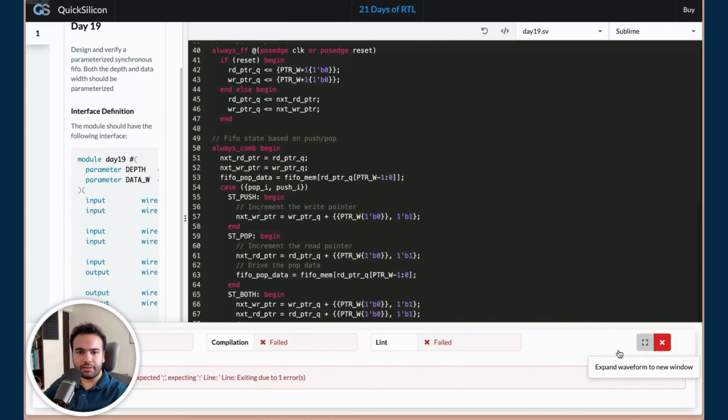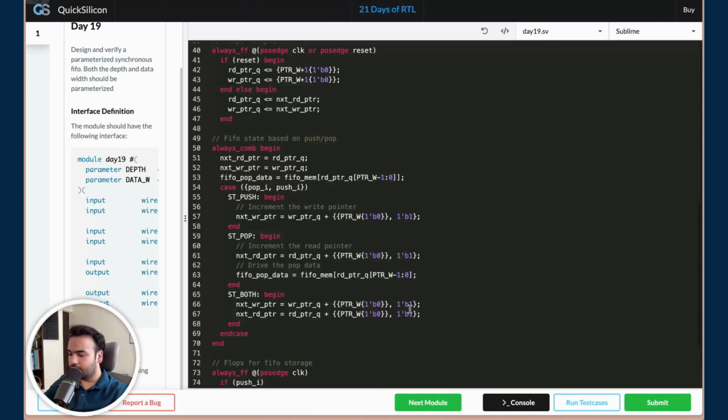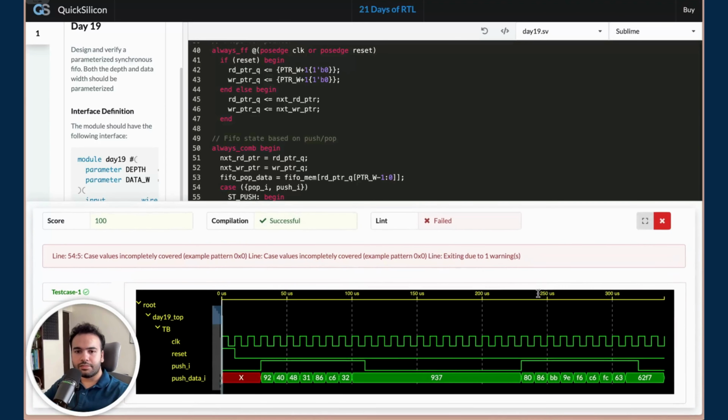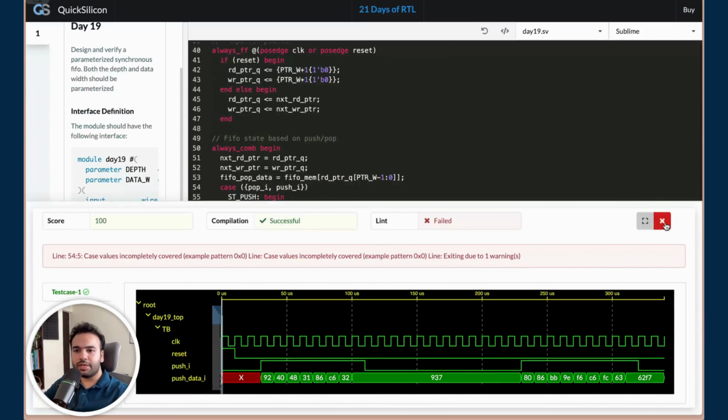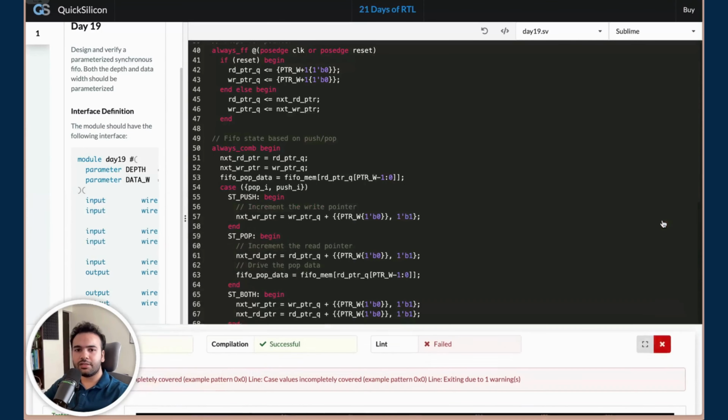Okay, something happened here. It is saying that line 63 has an error. Yeah, okay, so let me go full screen. Now if you look at the pop data, it is representing what the incoming data is. So we had 80 here, and then 80 is given back, 86, and then 86 is being read back. So this way, we were able to solve the X-propagation.